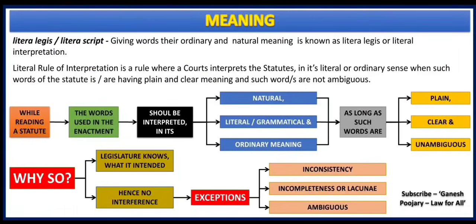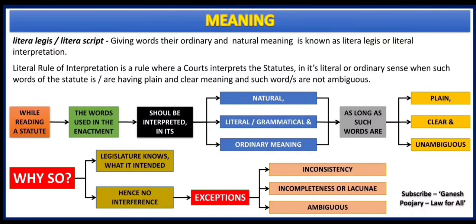Let us start the discussion with the meaning of the literal rule of interpretation. This rule has several names, and I am going to give the details of those names in my next slide, but for now, let us try to understand the meaning. Let us directly get into my chart.